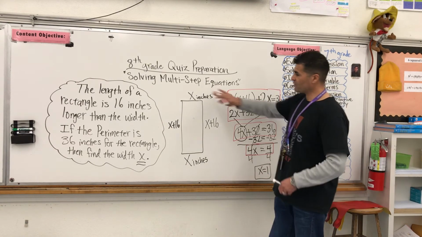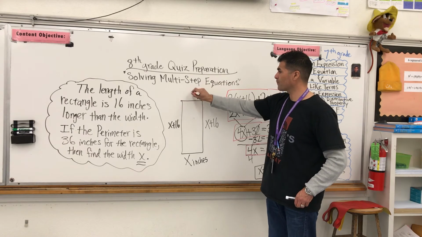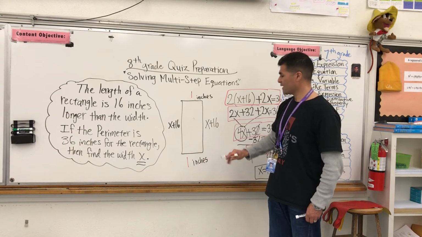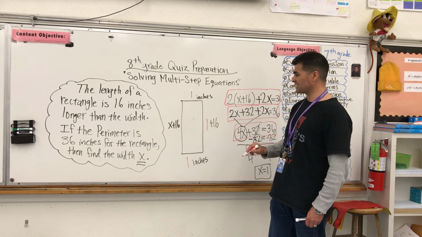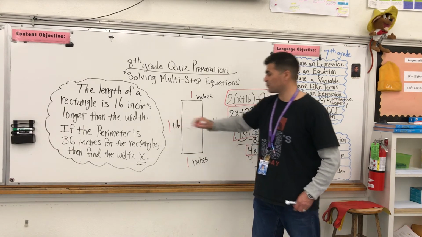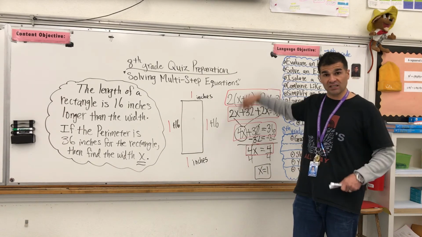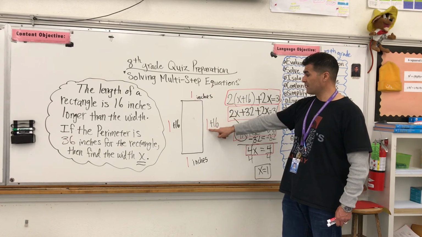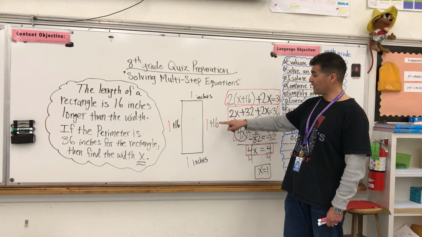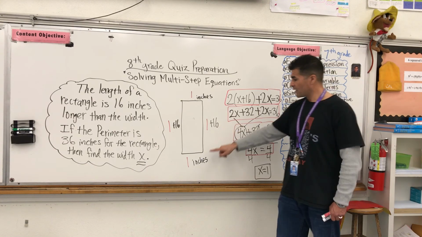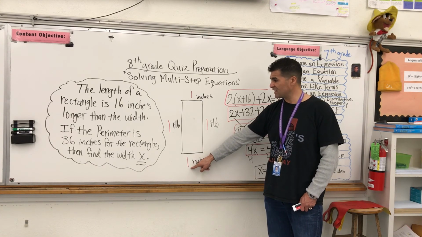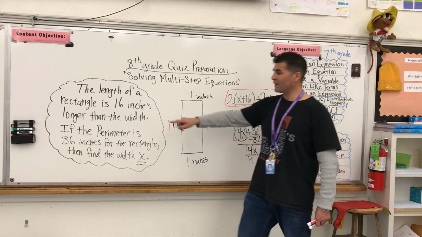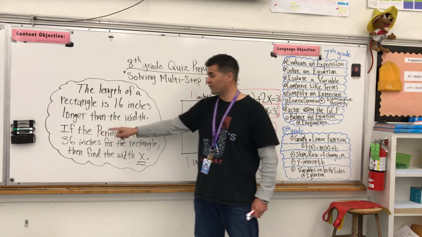If this is equal to 1 inch for the width, and this is equal to 1 inch for the width, then this must be 1 inch plus 16, and this must be 1 inch plus 16. Let's check our answer to see if we really do get 36 inches. 1 plus 1 is equal to 2. Plus 16 equals 18. Plus 1 equals 19. Plus 1 equals 20. Plus 16 really does equal 36 inches for the perimeter.